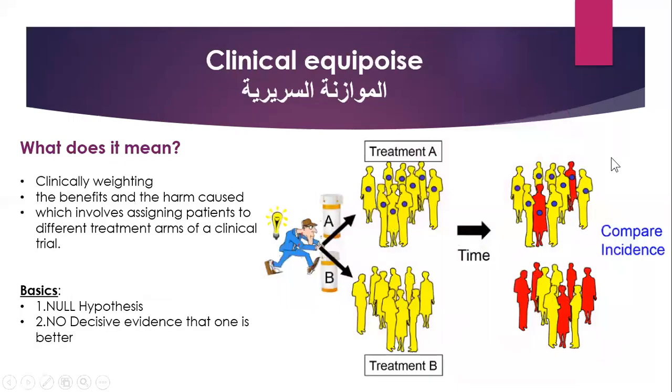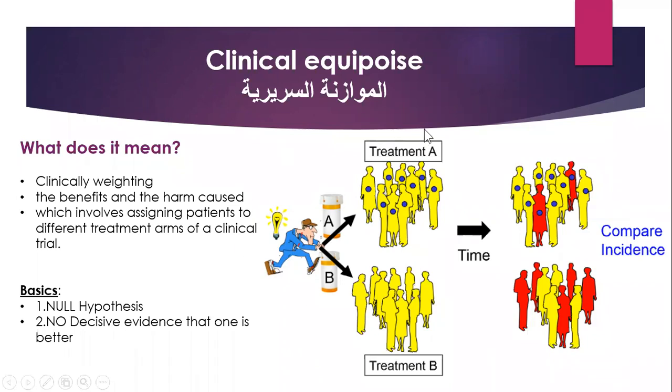Anyway, we'll continue. There is something called clinical equipoise. What does that mean? This means that you have to clinically weigh the benefits and the harm caused, which involves assigning patients to different treatment arms of a clinical trial. So let's say you have a new drug that you know is 100% very important for this condition, and you want to compare it with no drug. Then you cannot do that if you know that the drug itself is significantly better or is considered a cure for that condition and carry on with the trial.